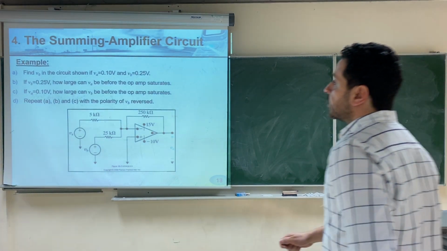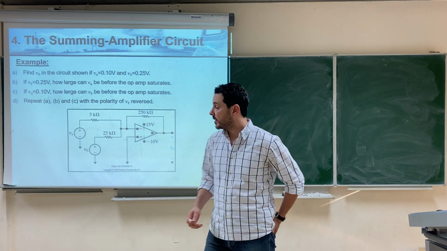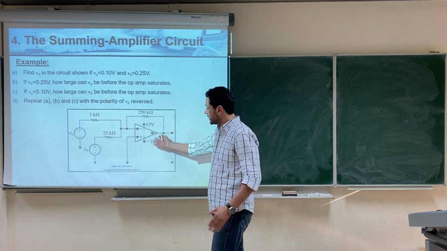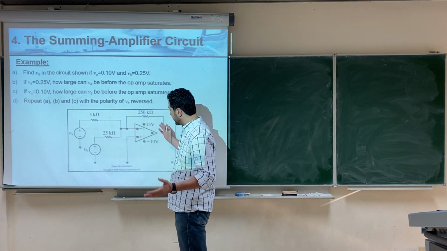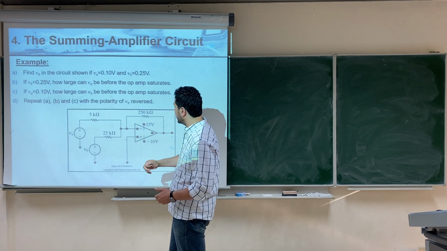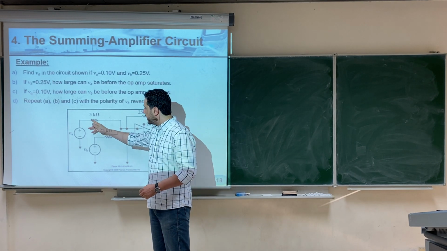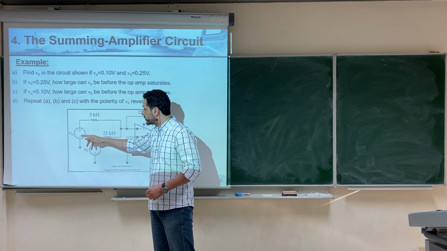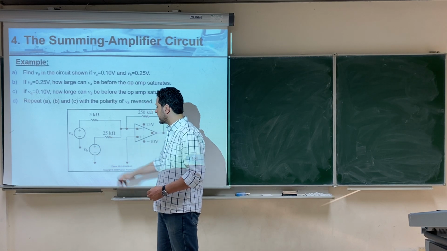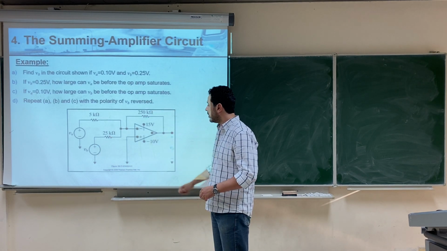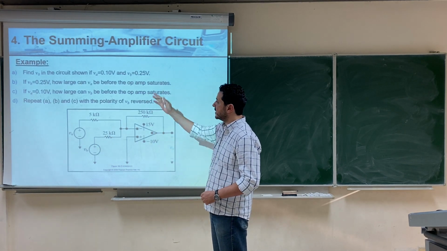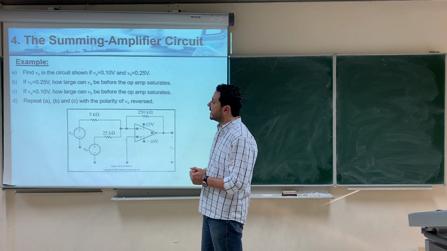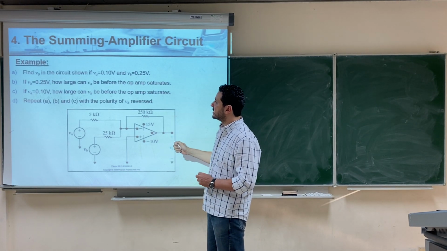In this video, we are going to solve an example on the summing amplifier. The example says that we have this circuit with the summing amplifier with numbers. We have the feedback resistor as 250 kilo ohm. The resistance with the first source is 5 kilo ohm. The resistance with the second source is 25 kilo ohm. The bias voltages are 15 and negative 10. It says the first part, find the output voltage in the circuit.